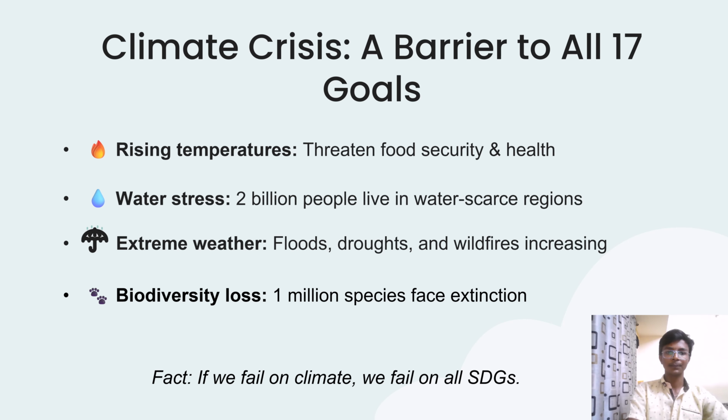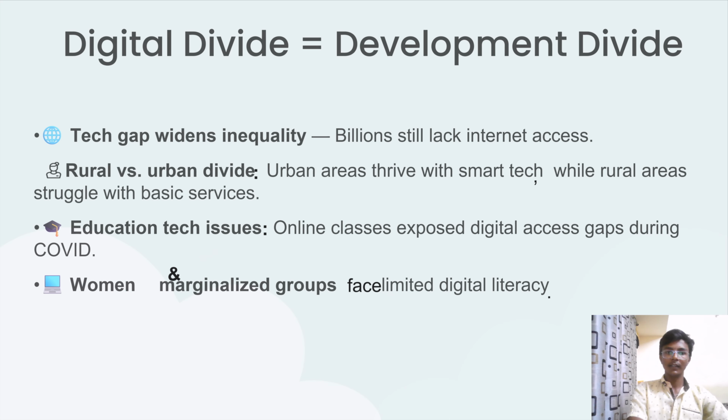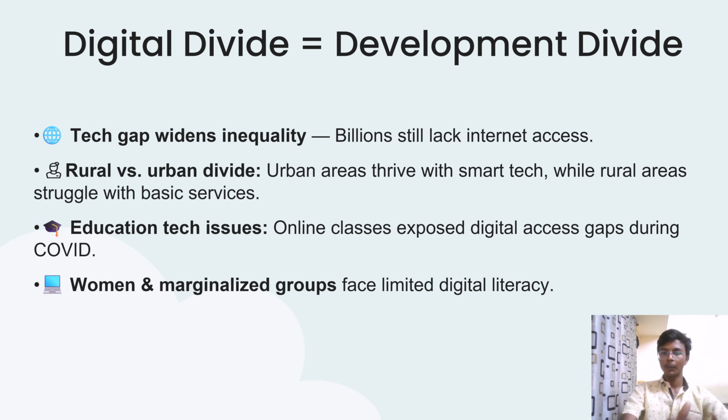And next is digital divide, development divide. See, the digital divide is also equal to the development divide. When you divide digital things, like dividing technology into parts, then development will also be divided. The tech gap widens inequality. Billions still lack internet access.